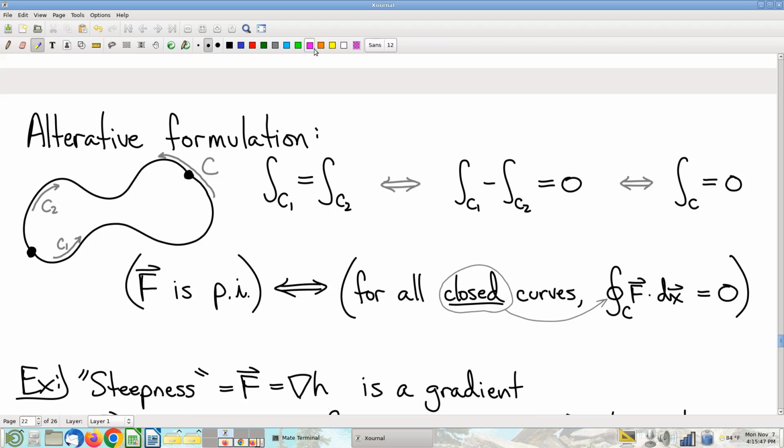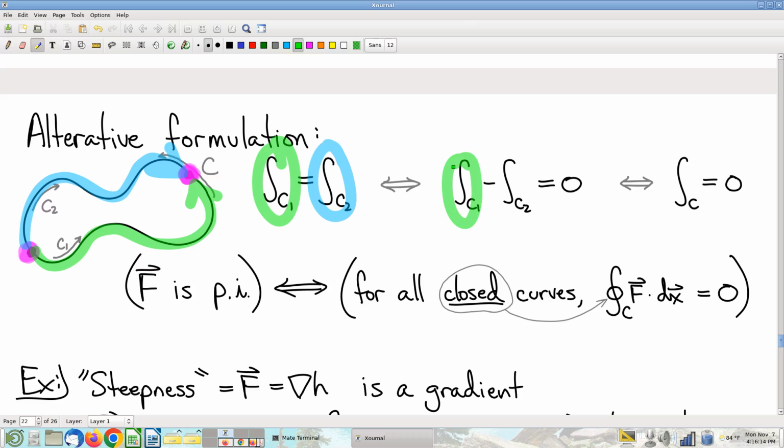Okay, let me remind you what path independence says. Same starting point, same ending point. The value of the line integral along one curve equals the value of the line integral along the other curve. Again, same starting point, same ending point. Now, if green is equal to blue, well, then I can do the arithmetic, subtract one over to the other side, and I get green minus blue is equal to 0. And I claim that green minus blue is in this picture over here.